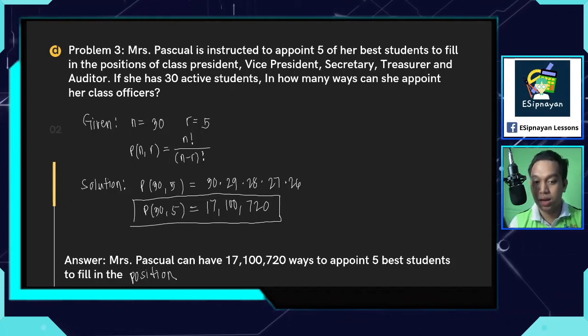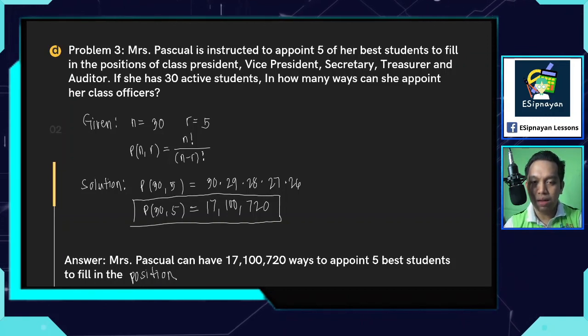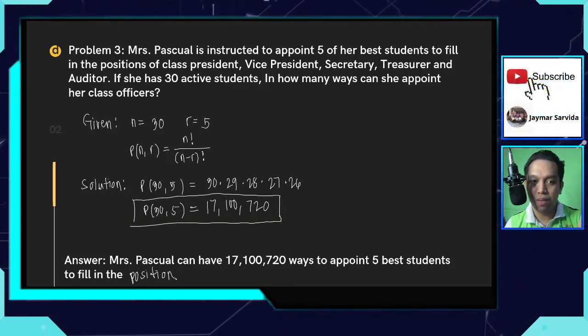17,100,720 ways. Okay, so I hope na-gets ninyo yung ating mga examples dito. So we have problem number 1, problem number 2, and problem number 3.